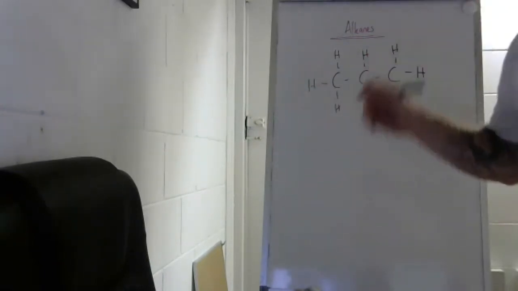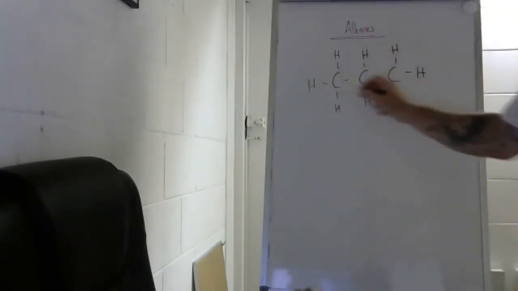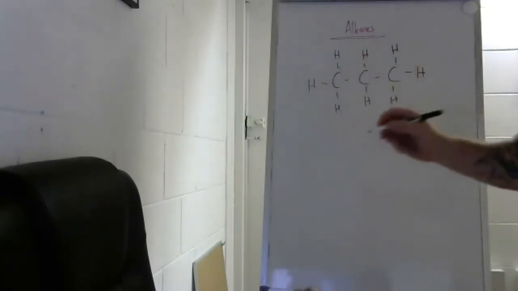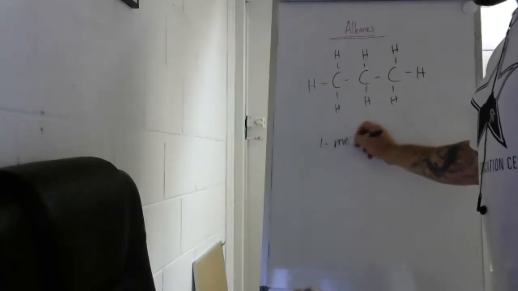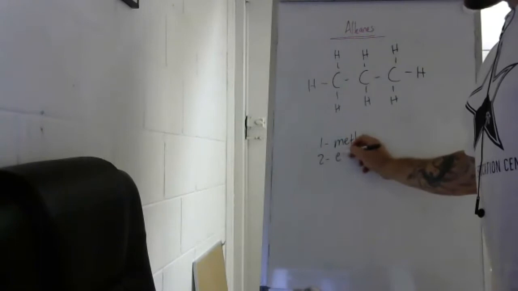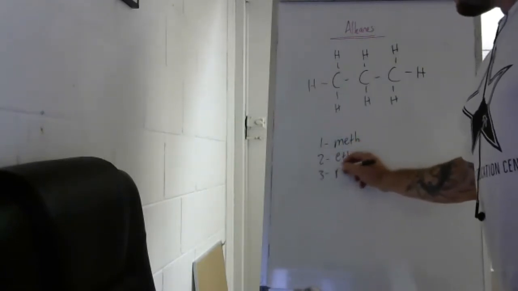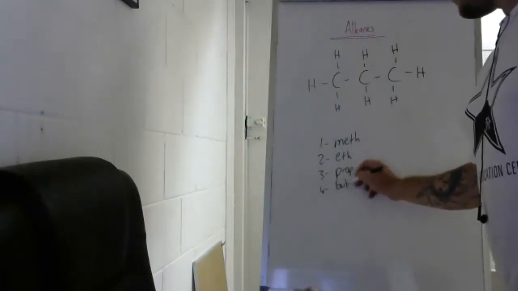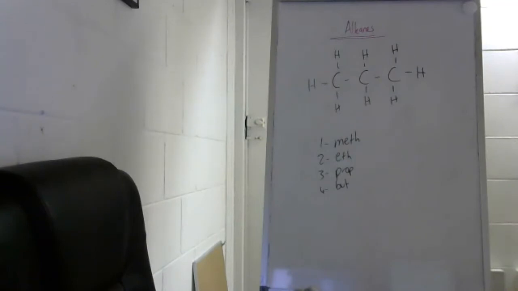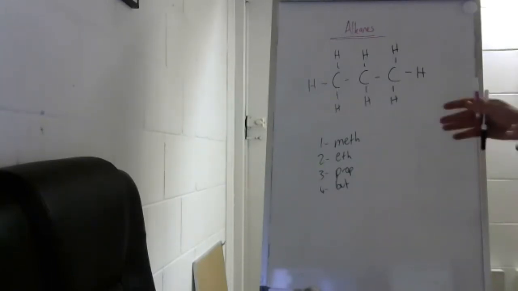So remember, when we name, we're looking at the longest continuous chain of carbon atoms. So if there's one, it starts with meth. If there's 2 carbons, it starts with eth. 3 is prop, and 4 is but. I'm not going to go above those 4, but you would be expected to know up to 8 or even 10. But we're just going to focus on those 4 because it doesn't really change. You just change the name for every carbon.